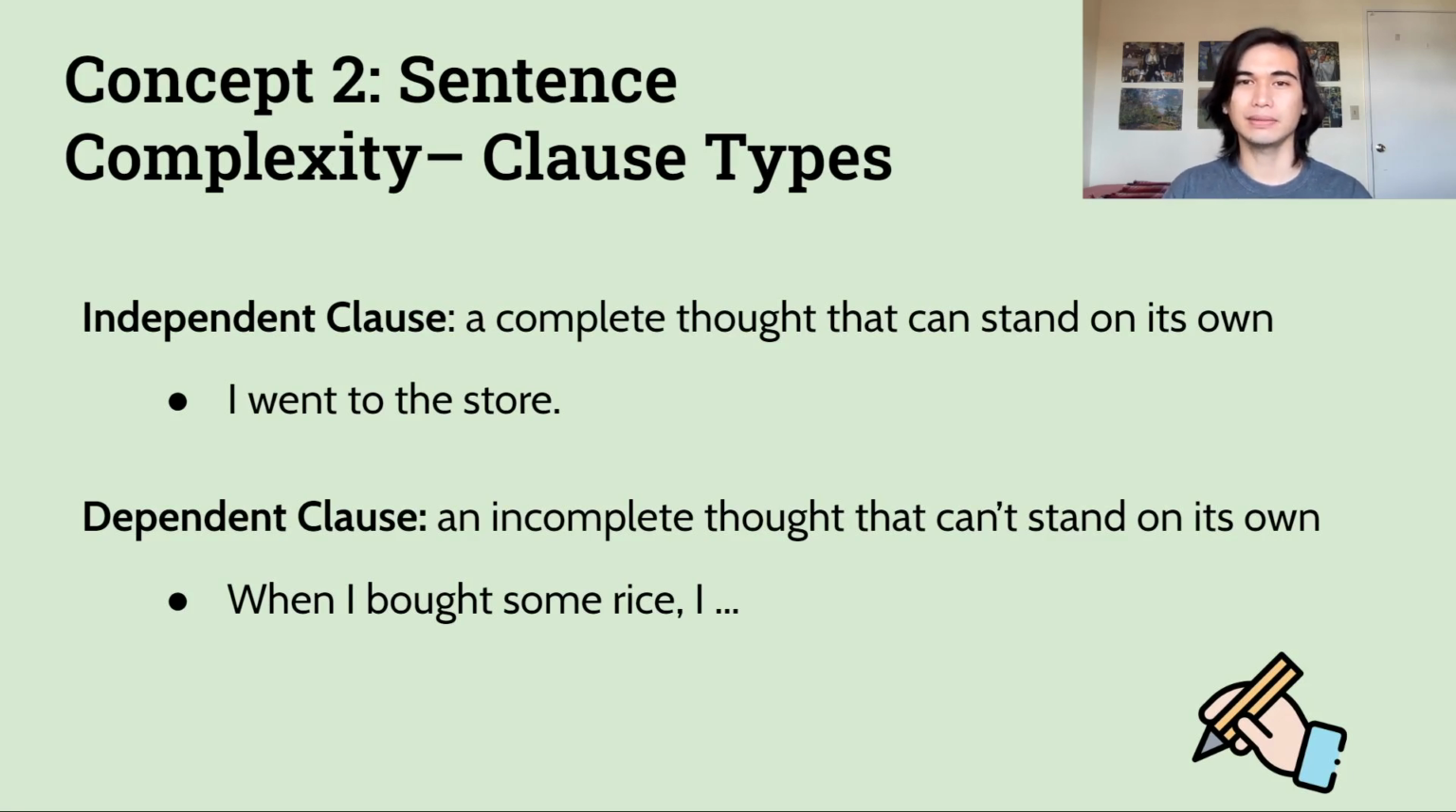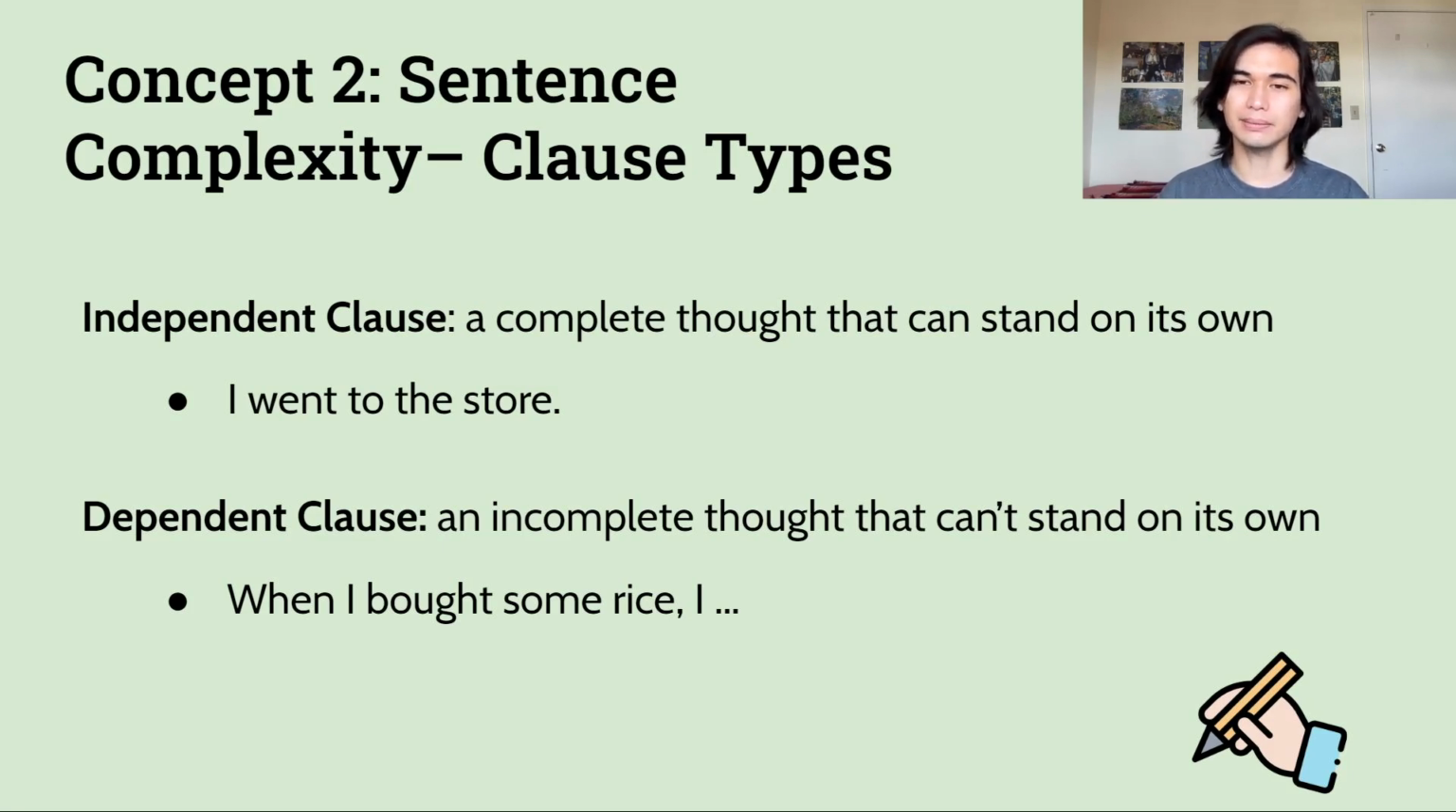Another way to adjust the complexity of your sentences is to mix up the four sentence types: simple, compound, complex, and compound complex. But to do that, we must first distinguish between independent and dependent clauses. Independent clauses can be sentences by themselves, and dependent clauses cannot. An example of an independent clause is, I went to the store. And an example of a dependent clause is, when I bought some rice.